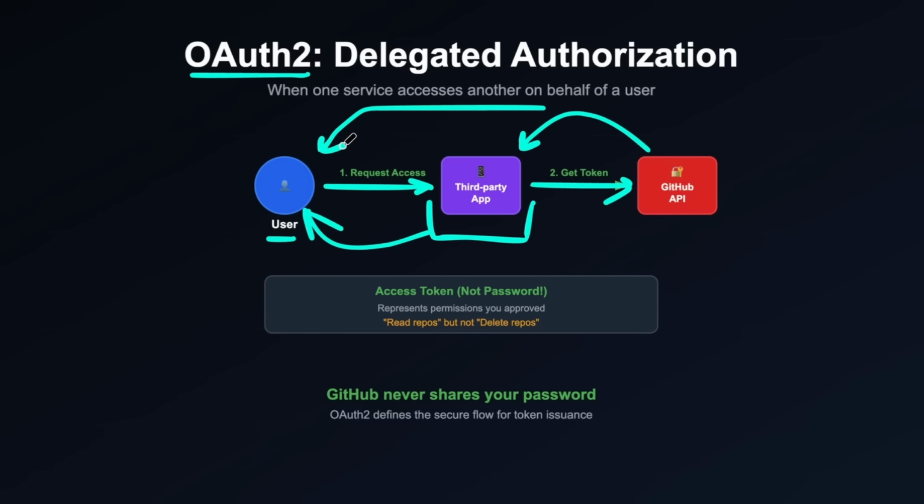So you should also provide what resources, what repositories this third-party app can access, and also what they can do. Can they create, read, update, or can they delete, or whatever the permissions you set. And then GitHub sends them the token, which contains the permissions which this third-party app is allowed to use. And OAuth 2 defines the flow for securely issuing and validating those tokens. So you give them the access token and not your password, which represents the permissions that you approved personally. So it can be reading specific repos or also creating, pushing to those repositories, but not deleting those repositories.